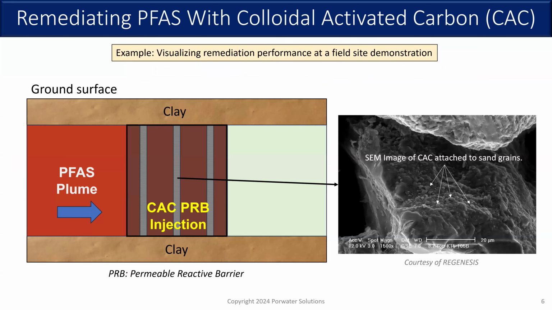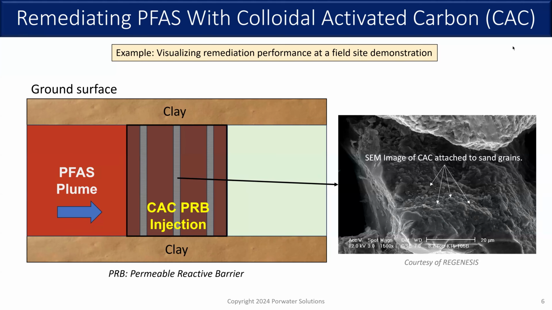So just to give you a quick example of how we're visualizing remediation performance with absorption barriers. Some of you may not be aware, though I think a lot of you probably are, PlumeStop is one product that is colloidal activated carbon, or CAC. It's tiny little particles of activated carbon that are injected in the ground through temporary injection wells, and this carbon will attach to sand grains within a barrier footprint in an aquifer. In this cross section that we're looking at, the red plume is PFAS coming into the barrier, the up-gradient side.